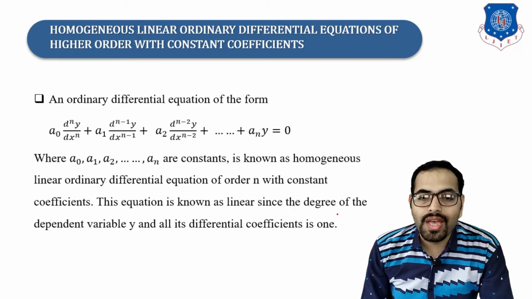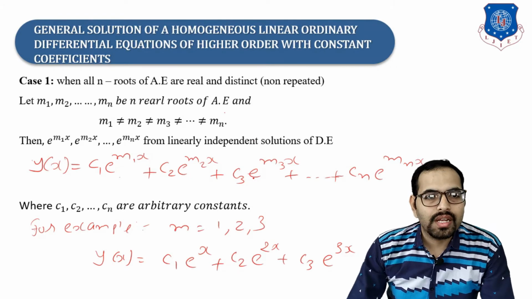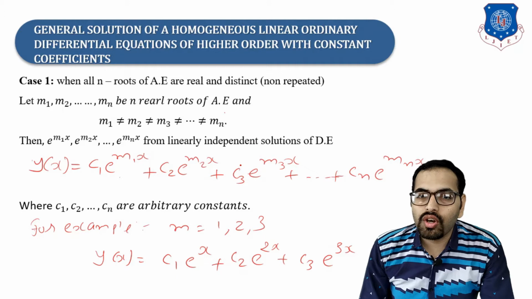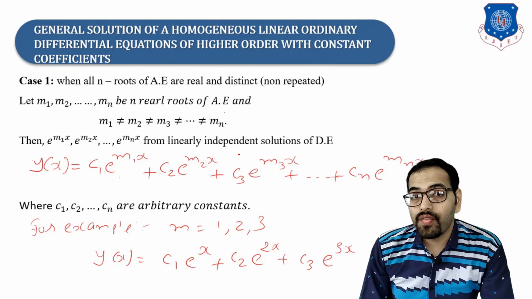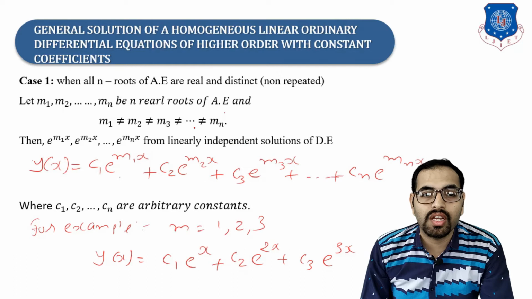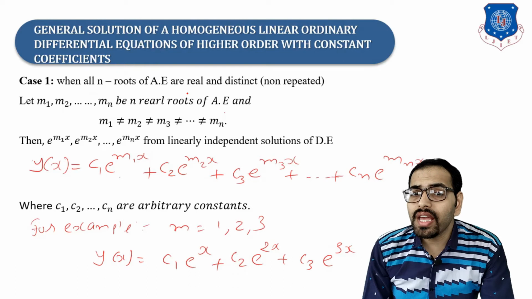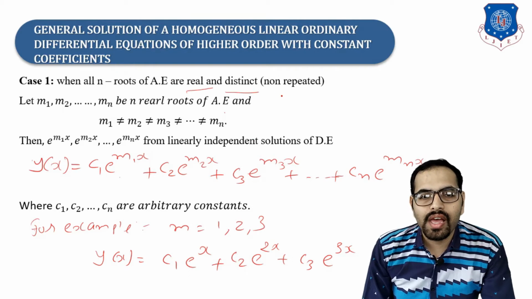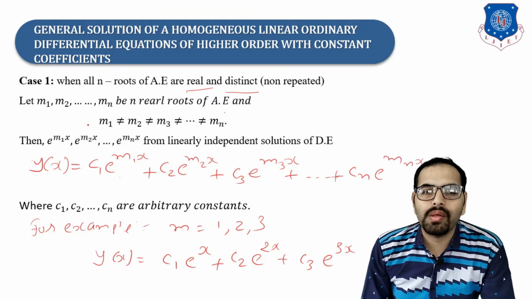This equation is known as linear since the degree of the dependent variable y and all its differential coefficients is 1. Let's see the general solution of homogeneous linear ordinary differential equations. See, whenever we find the general solution of a homogeneous ordinary differential equation, we have basically four cases. Case 1, when all the n roots of the auxiliary equation are real and distinct, that means values are non-repeated.